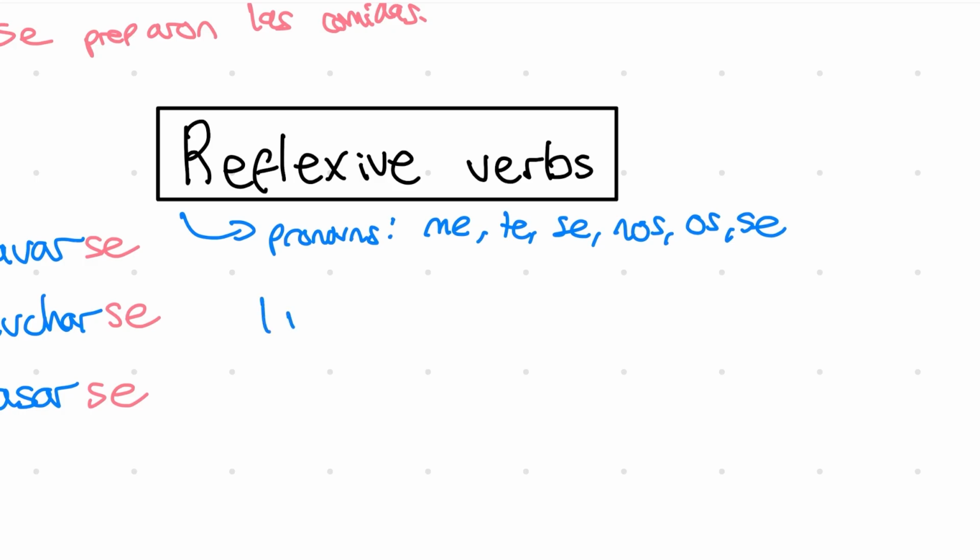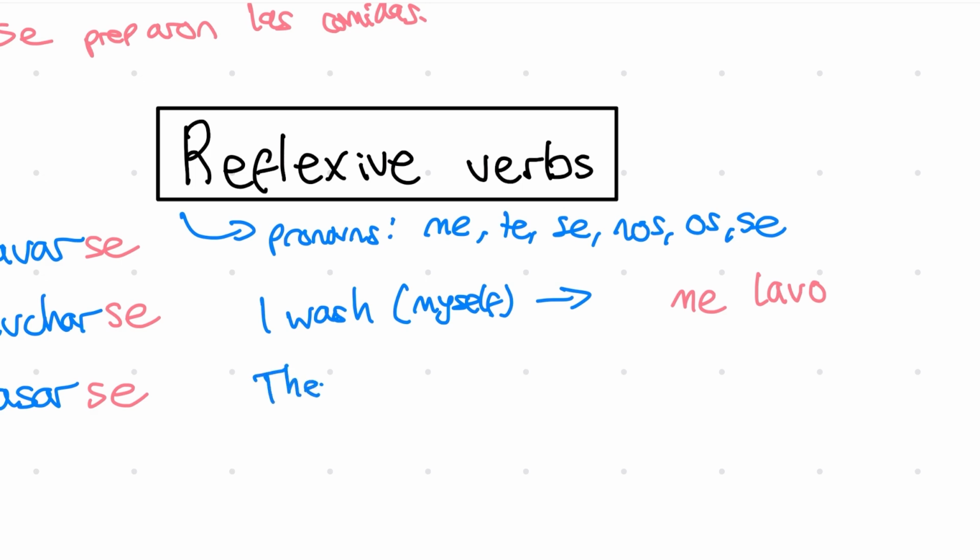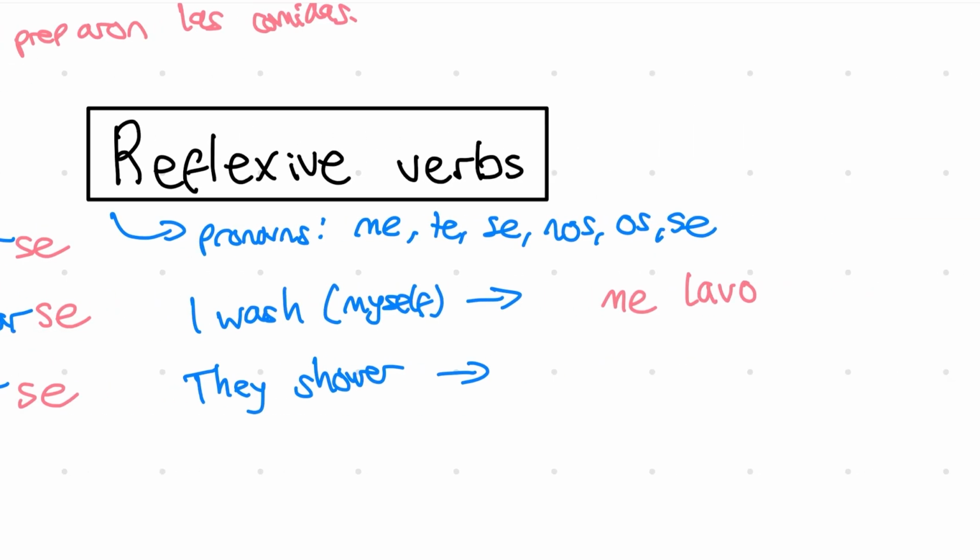So let's put these in action. Let's say I wash, and we're saying I wash myself. So to say that in Spanish, it would be lavo, I wash. But to say myself, we're going to put that pronoun me in front. So me lavo. Then moving on to they shower. And we're almost saying they shower themselves. So shower is ducharse. So we're going to have duchan in that present tense, they, and se duchan to say they shower themselves. So se duchan.